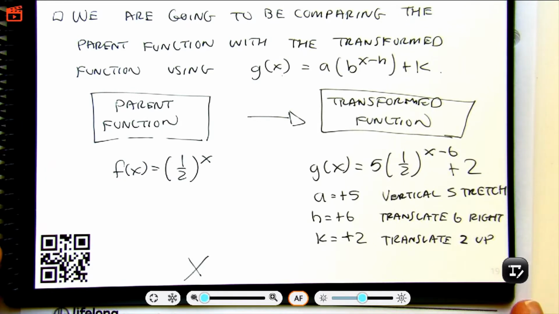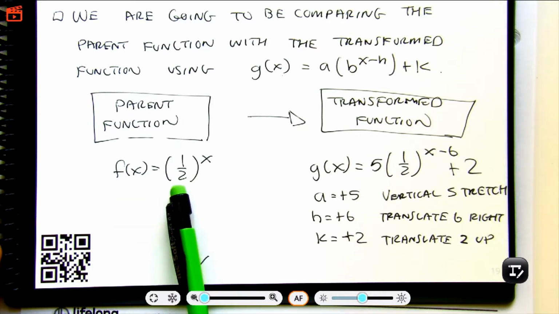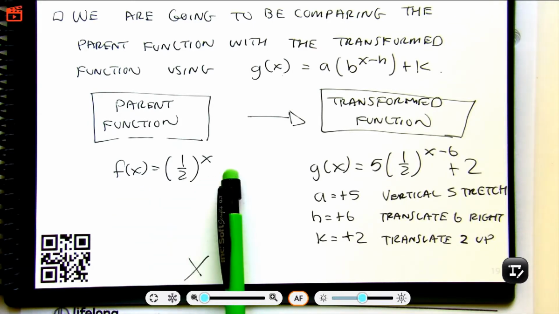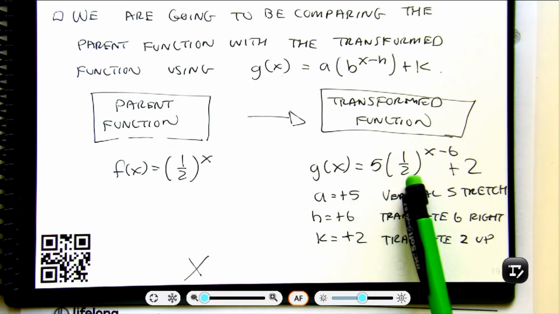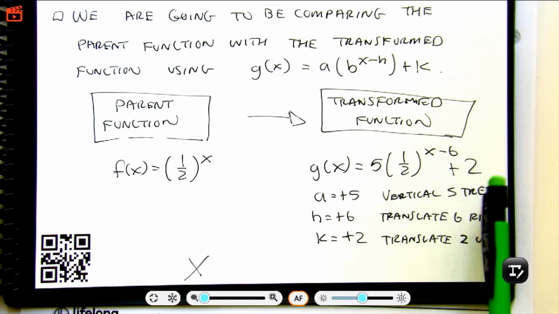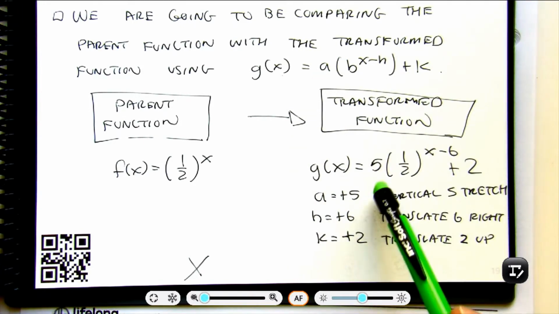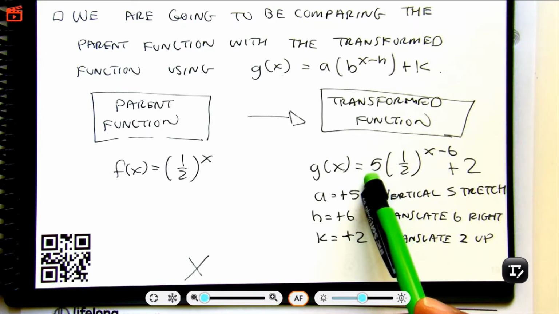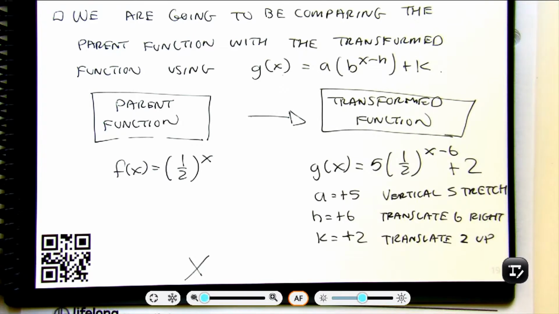So let's say we have a parent function, and the example that they give us is f of x is equal to 1/2 to the x power. And then we have a transform function, which is g of x is equal to 5 times 1/2 to the x minus 6, plus 2. What we need to identify are a, h, and k. So in this problem, a is 5, h is positive 6, and k is positive 2.